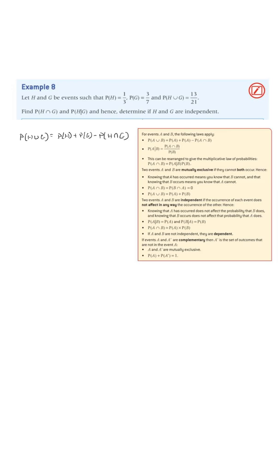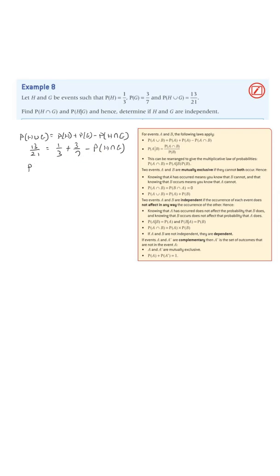Now we already have some of this information, so we know that this is 13 on 21. The probability of H is 1 on 3. I'm getting this information from here. And the probability of G is 3 on 7, so let me just write that in. Plus 3 on 7 minus the probability of H intersection G. So from here we can move this and make it the subject over here.